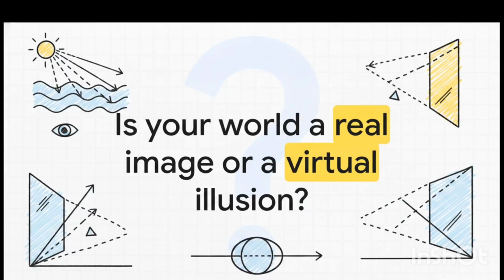Which leaves us with a pretty fascinating thought to take away. Given all the strict mathematical rules of reflection we just unpacked, think about your daily routine. How much of what you see in the mirrors around you every single day is a projected real image, and how much is just a beautifully structured, mathematically precise, virtual illusion?